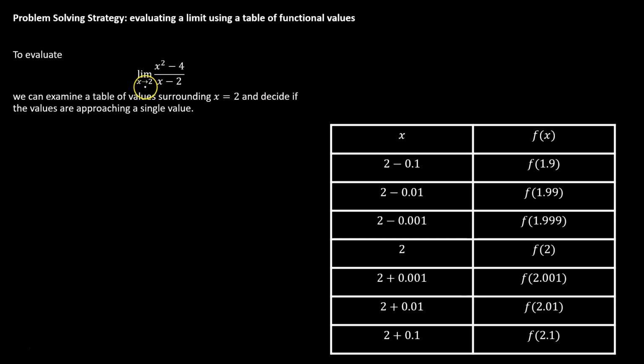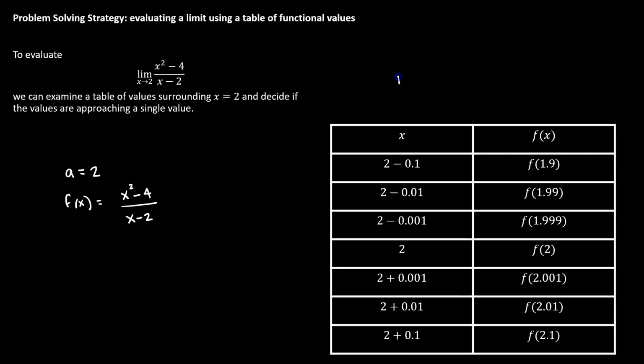So we have the limit as x approaches 2. And we're looking at the function x squared minus 4 divided by x minus 2. So from this, I can tell that a is equal to 2, and that f of x is equal to x squared minus 4 divided by x minus 2. So we're pulling that information from the statement that we see on the screen, that limit statement. From that, we generate our table.